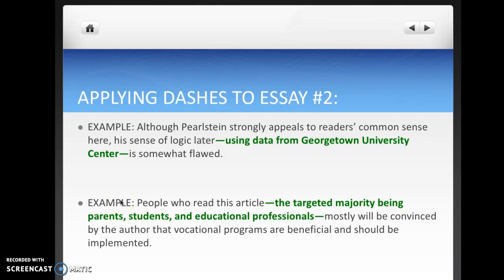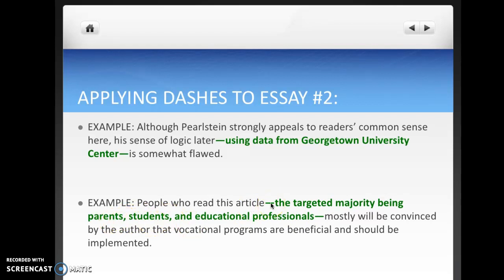The second example that I came up with is people who read this article, the targeted majority being parents, students, and educational professionals, mostly will be convinced by the author that vocational programs are beneficial and should be implemented. So I just want to point out one quick thing here. Even though I'm using dashes on this second example, notice I'm also using commas.